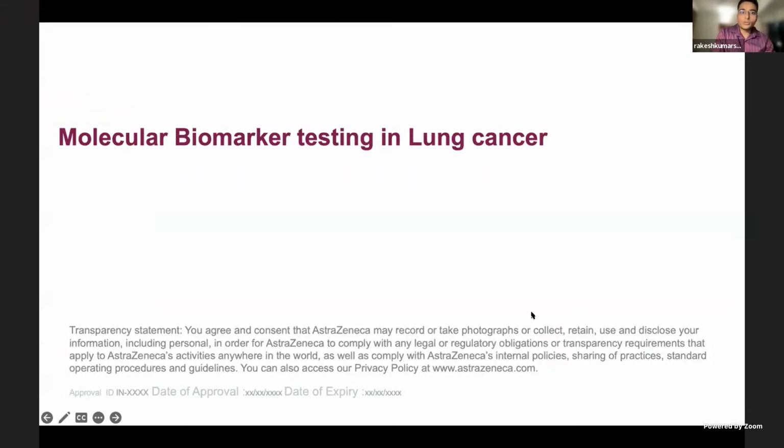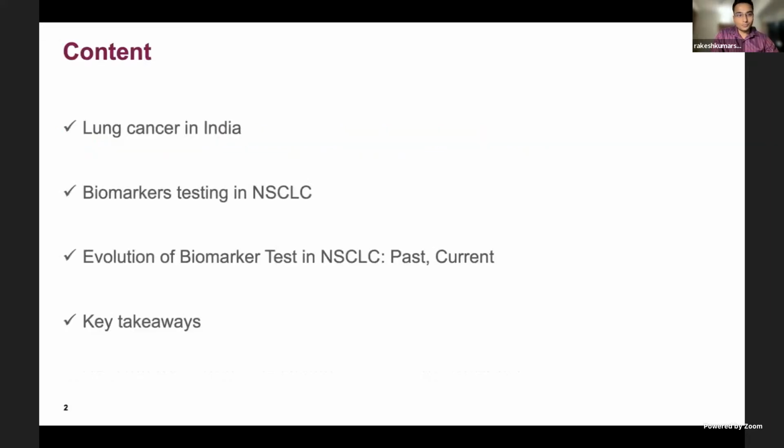I will be discussing molecular biomarker testing in lung cancer. As we all know, lung cancer is a forefront leader of precision oncology, and with the availability of molecular biomarkers, the management of lung cancer, particularly stage 4 disease, has been revolutionized, with survival outcomes ranging from 3 to 5 years, which previously was considered a deadly disease. This is the general schema of my presentation. I will be discussing briefly the epidemiology, biomarker testing, evolution of biomarker testing, and key takeaways.